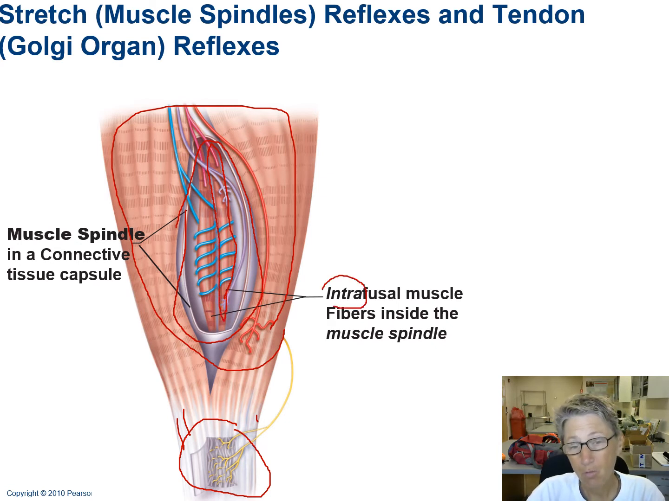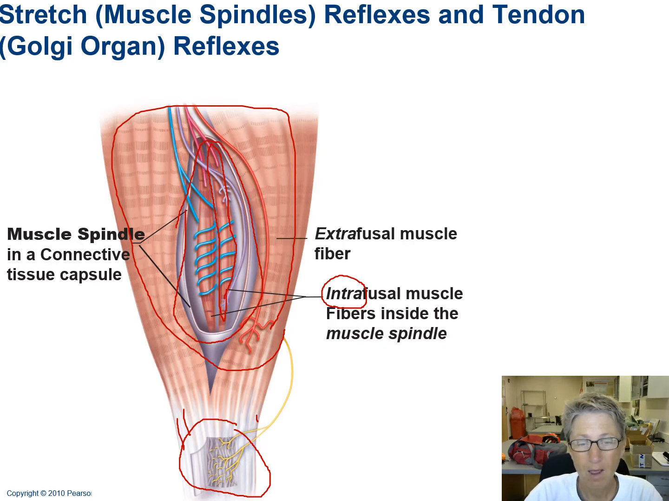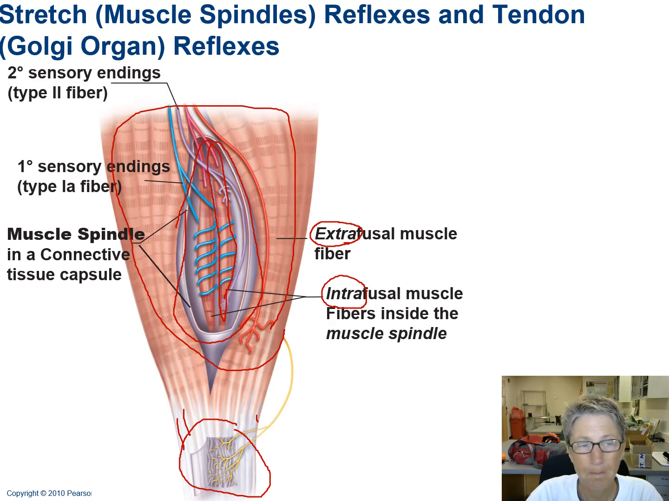So if you have an intrafusal muscle fiber, then you're probably going to have extrafusal muscle fiber. That's just the muscle that's outside of the muscle spindle. And then within the muscle spindle, you have primary sensory endings and secondary sensory endings.